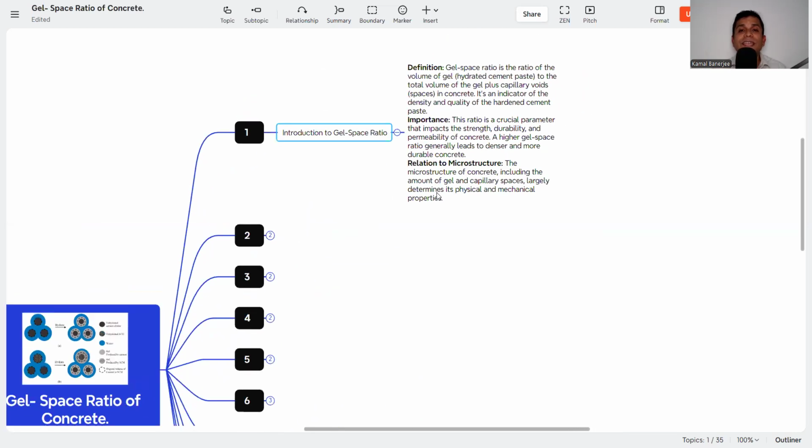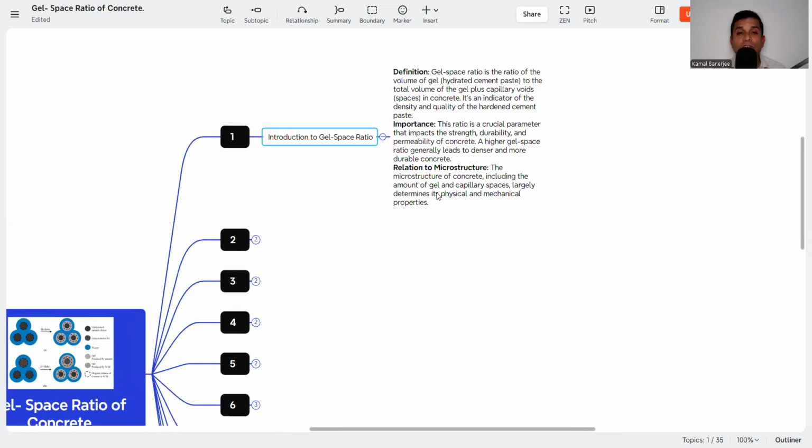The definition says gel space ratio is the ratio of the volume of gel, that is hydrated cement paste. What does it mean? That means whenever we add water into the mix, water and cement start reacting and make a hardened paste, that is the gel, and the total volume of the gel plus the capillary voids. So inside the concrete, gel is there and there may be capillary voids. This ratio is called the gel space ratio in the concrete.